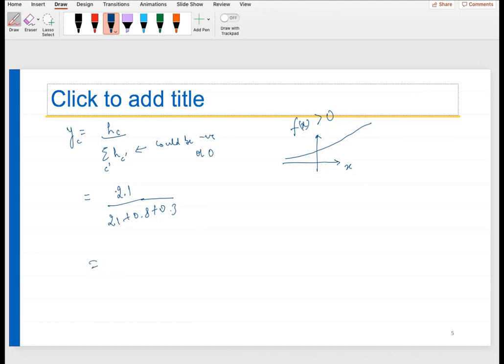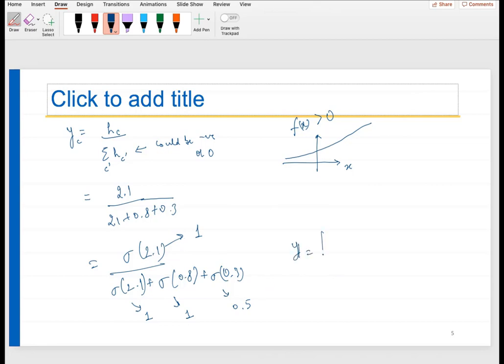If I use sigmoid of 2.1 divided by sigmoid of 2.1 plus sigmoid of 0.8 plus sigmoid of 0.3, even in this case, sigmoid of 2.1 is very close to 1. Sigmoid of 0.8 is also very close to 1. Let us say we can ignore this. Okay, let us say this is close to 0.5. So the overall value, my y vector, will look something like this: 1 upon 2.5, or let's say maybe 0.